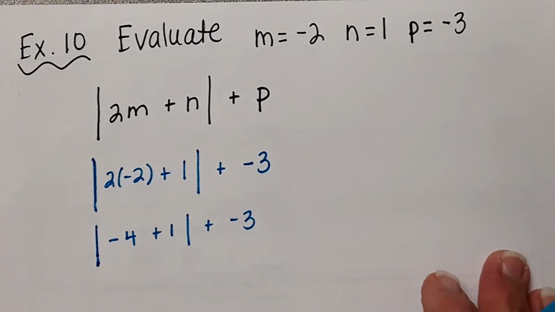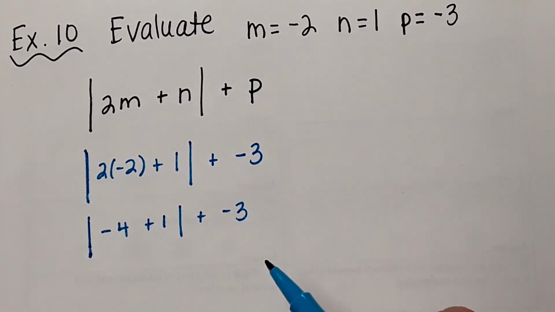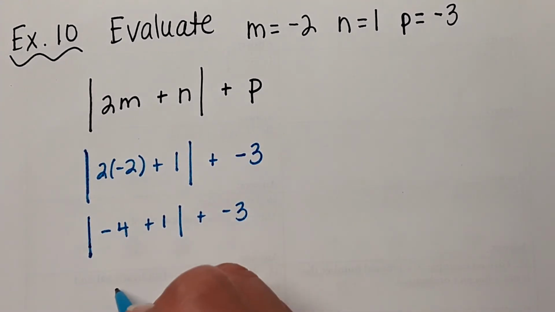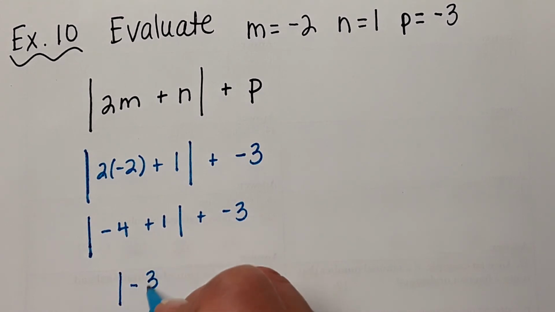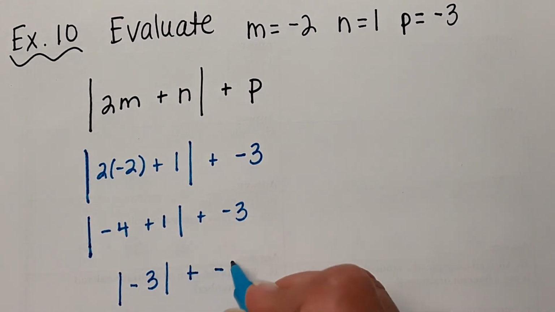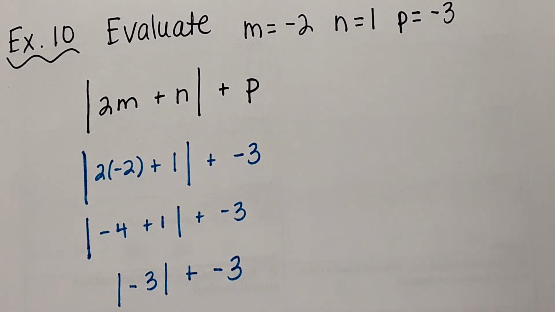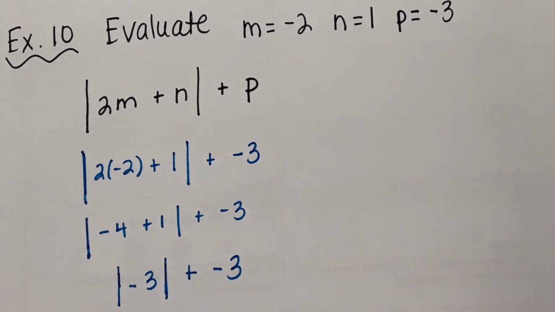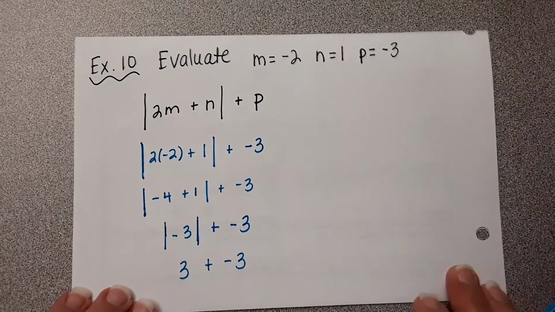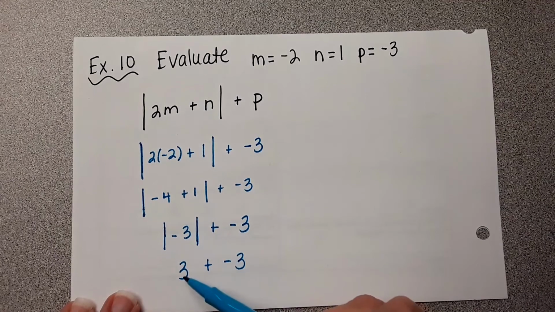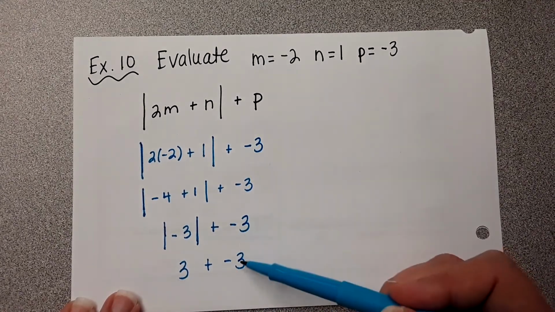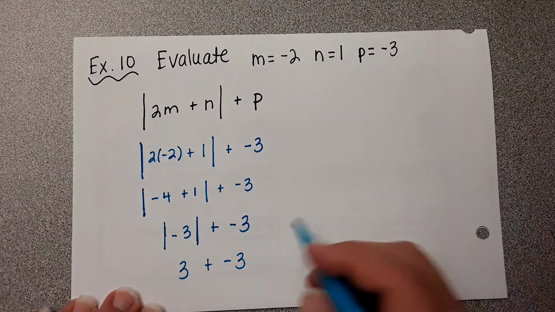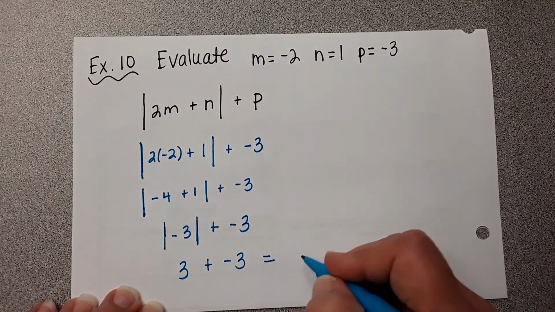What is -4 plus 1? -3. So we have the absolute value of -3 plus -3. Okay, what is the absolute value of -3? So we got 3 plus -3. So the absolute value of -3 was 3. And then I have the plus -3. So 3 plus -3 is 0.